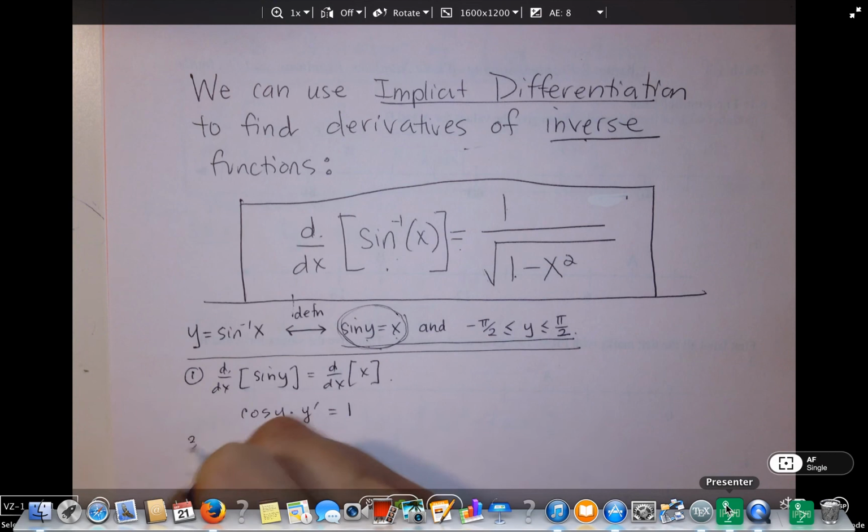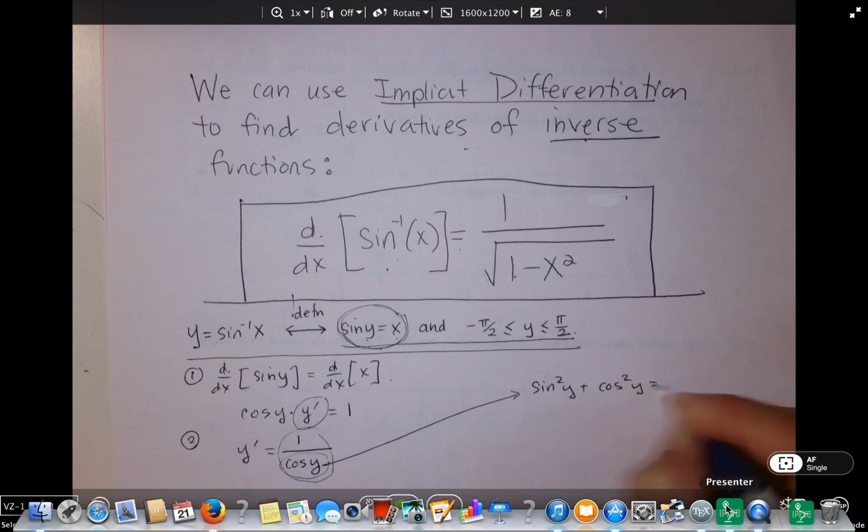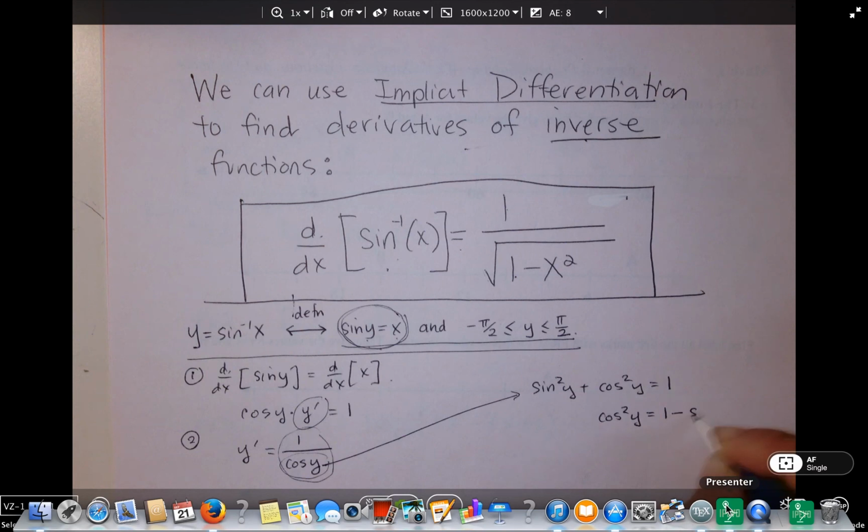Now step 2 of implicit differentiation is I'm going to solve for y prime. So you get y prime is equal to 1 over cosine y. The only issue here is that I want my derivative to be in terms of x. So I need to find a way to express cosine y in terms of x. I'm going to use the Pythagorean identity, sine squared y plus cosine squared y is equal to 1. So I get cosine squared y is equal to 1 minus sine squared y.